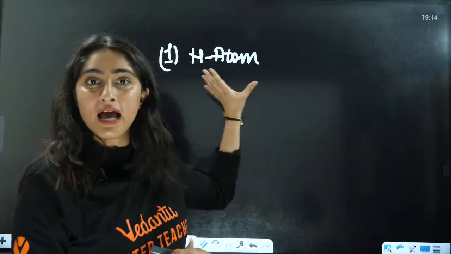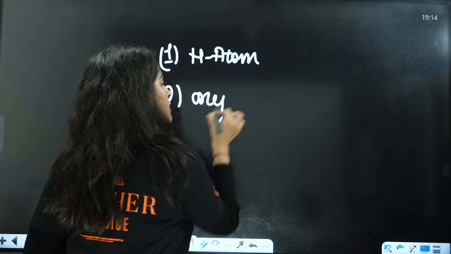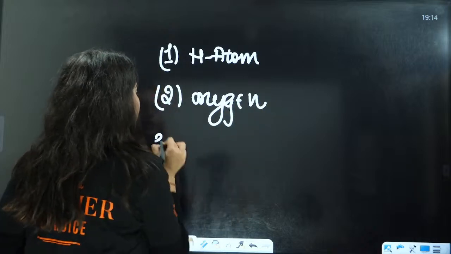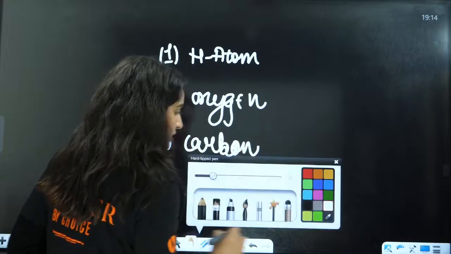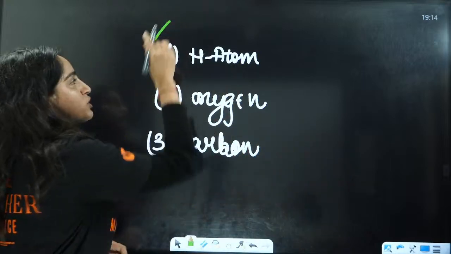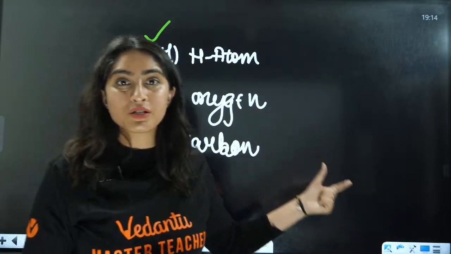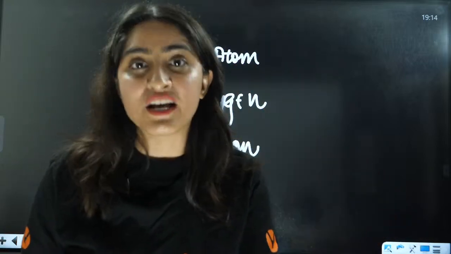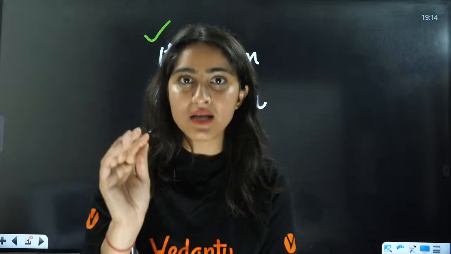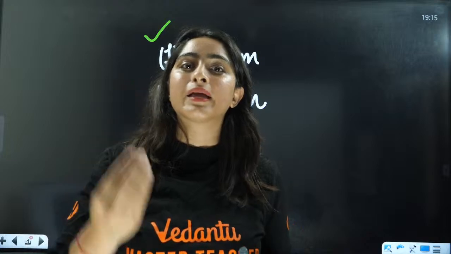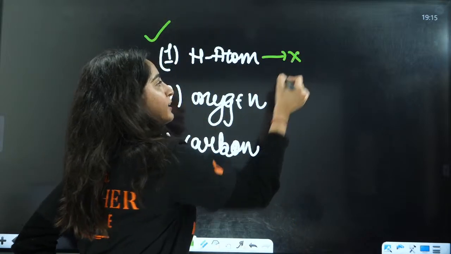Firstly, they took hydrogen as the standard, right? Then they took oxygen as the standard. Then finally they took carbon as the standard. Now the main thing here is, ma'am, if they take the hydrogen atom, then what was the problem? The problem in taking the hydrogen atom was that the masses were in fractions, because it is such a small atom, it has very small mass, so everyone else's masses come in fractions. That was the problem here.